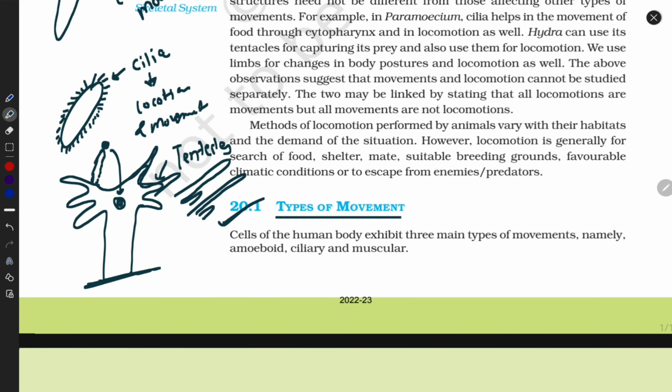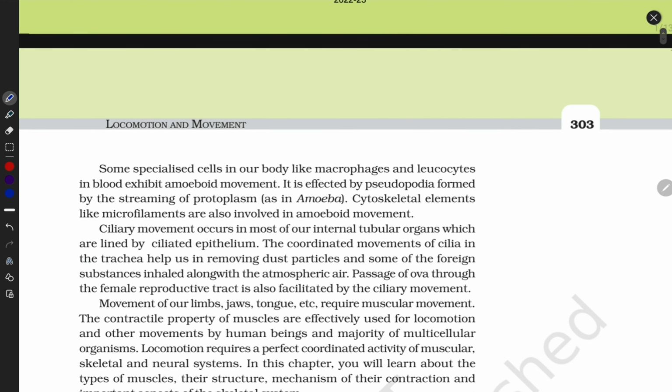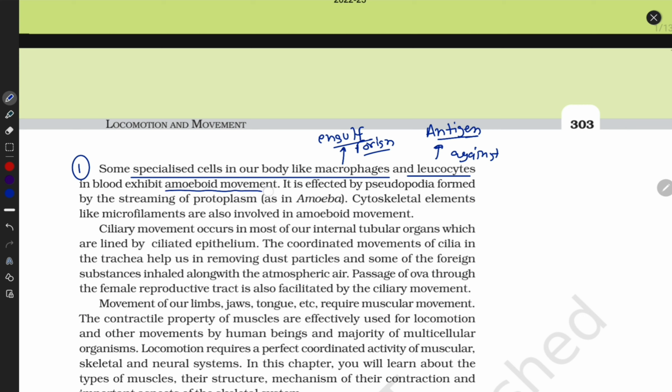Types of movement. How many types of movement? First, amoeboid, second, ciliary, and third is muscular. Let's start with amoeboid movement. Some specialized cells in our body, like macrophages and leukocytes, are not normal cells. They engulf foreign particles which enter our body, and also fight against antigens. What do they do? They show an amoeboid kind of movement.